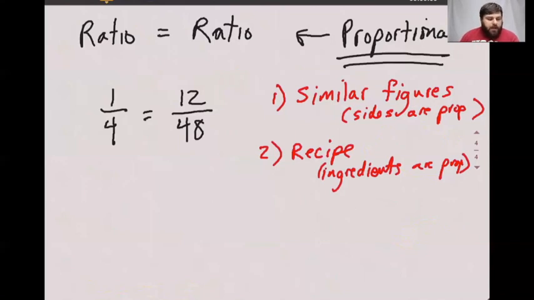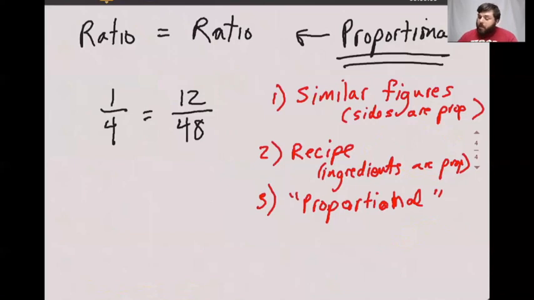All right, another example would just be, it sounds weird, but there are problems where they just tell you that things are proportional. So if they say blah, blah, blah is proportional, then you're dealing with a proportion problem. That seems obvious, but just be aware.